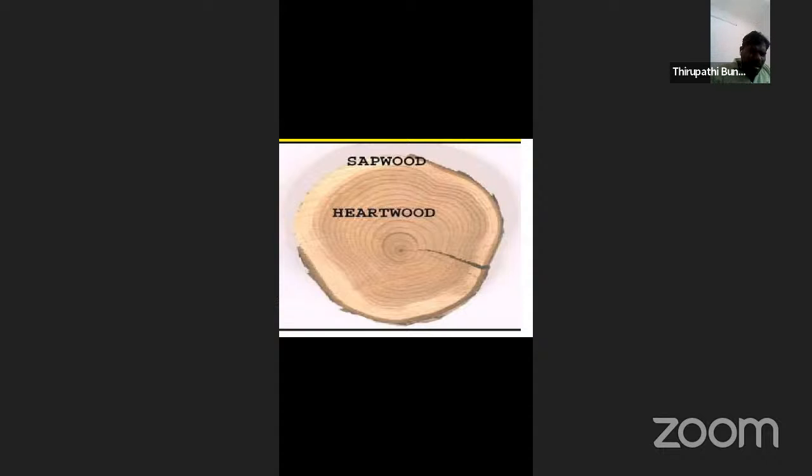But in heartwood, the xylem elements have lost the power of conduction. Okay, the central portion shows xylem elements, but they have lost the power of conduction because the cells are filled with different materials, that is tannins, resins, and other substances, which are due to the formation of tylosis.